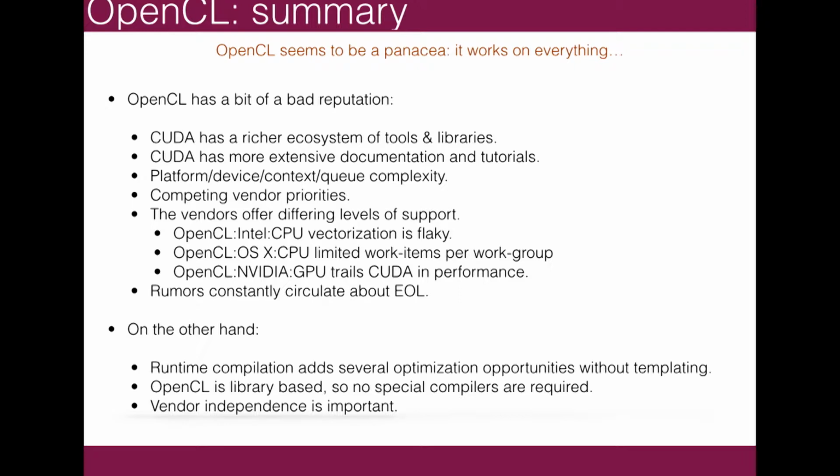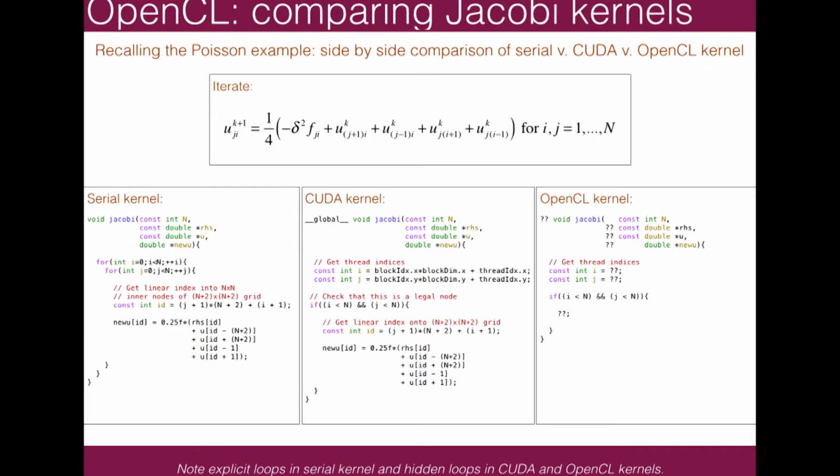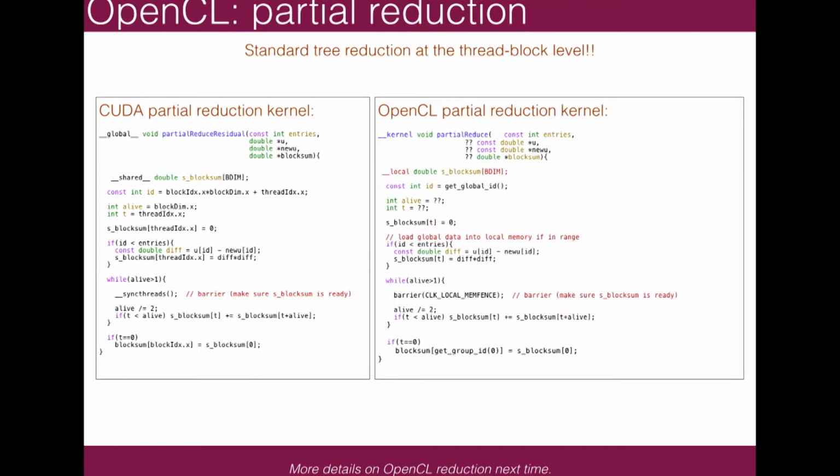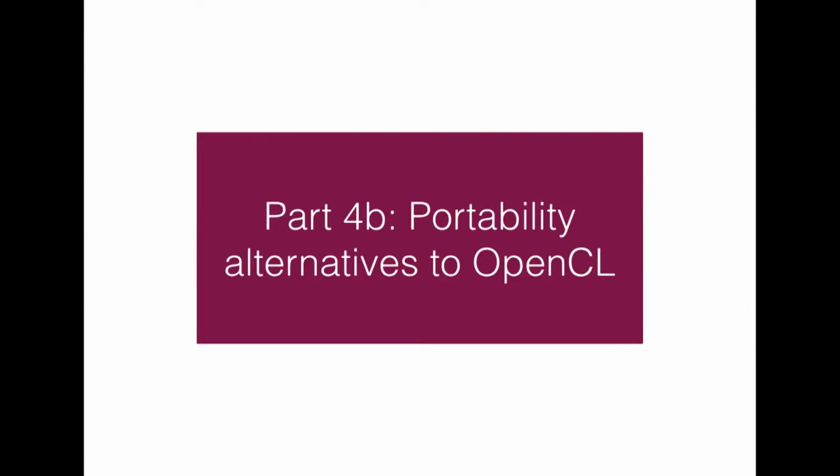On the other hand, it does runtime compilation, so you can do more optimization. It's library-based, so no special compilers, and it's vendor-independent. So this is just the example I've worked through, so you can see how similar they are. But the API sucks, and we don't know how long it's going to live. So as good software developers, we say, I'm going to abstract. The abstraction says I'm going to step away from littering my code with OpenCL API calls or CUDA API calls. I'm going to put it behind a window or behind a curtain, right?